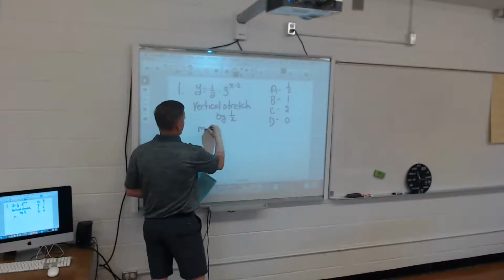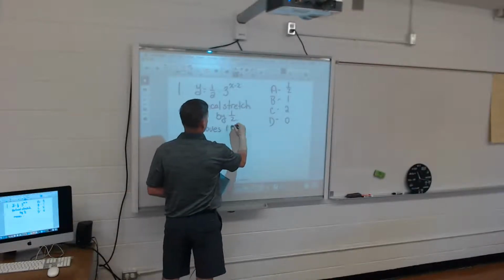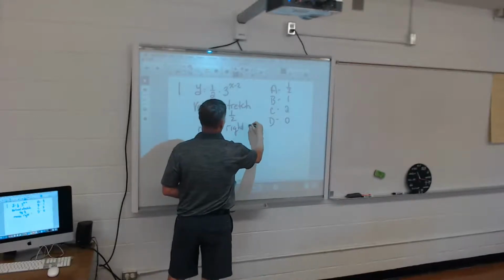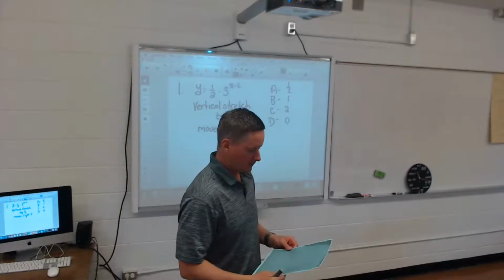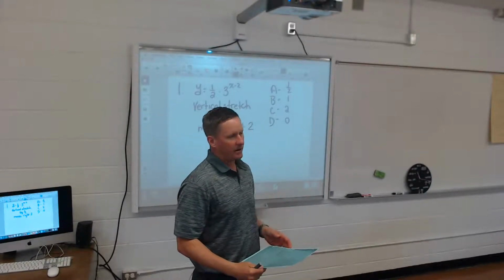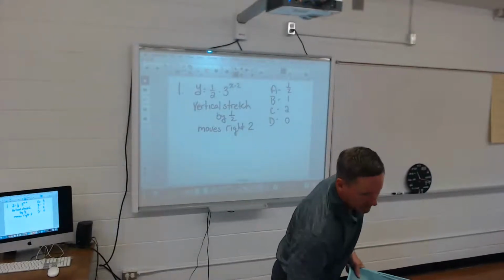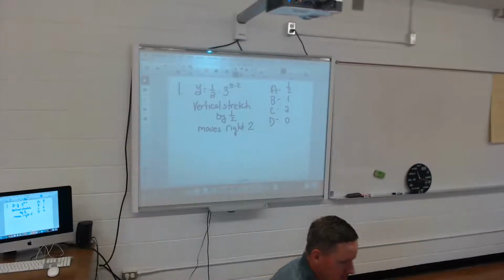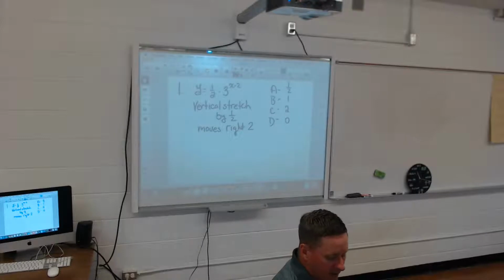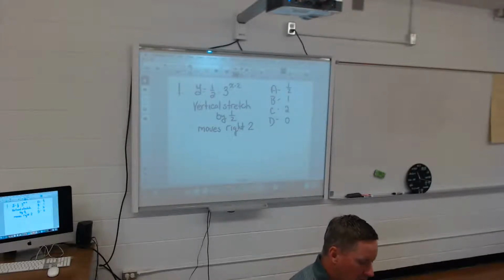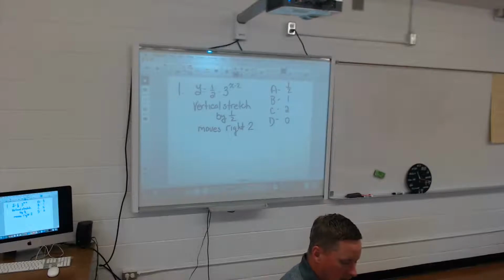And moves right 2. Isn't it a vertical regression? Well, but okay, here's the thing that I have an issue with. If you call it a vertical compression, then you're calling it a vertical compression by a factor of 2, right? Or you're stretching by a half.